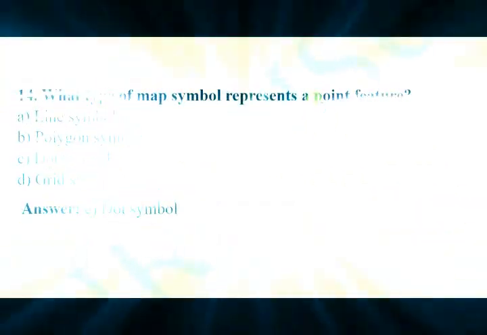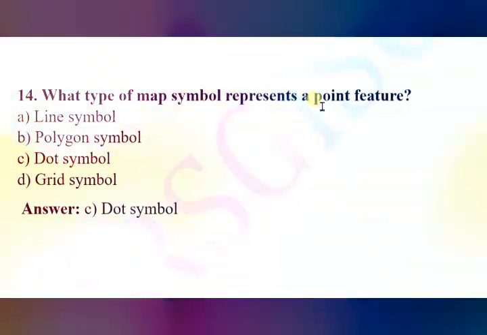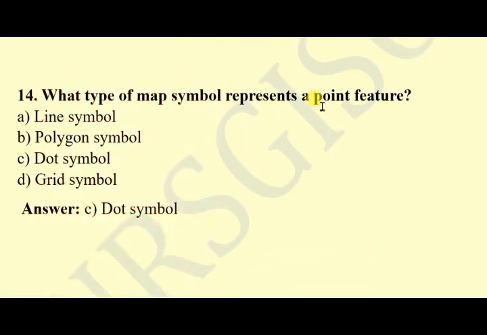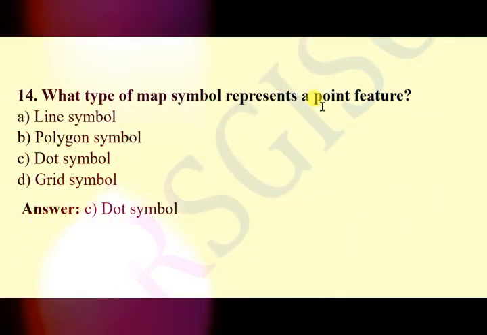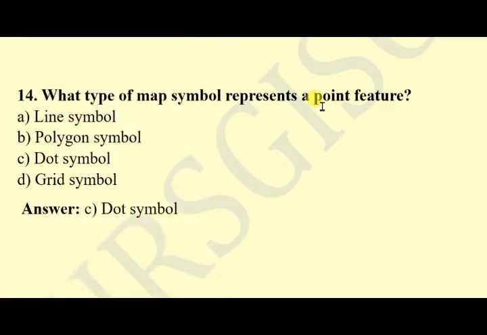Question 14. What type of map symbol represents a point feature? Line symbol, polygon symbol, dot symbol, grid symbol. Here the right answer will be dot symbol. Means a dot symbol on a map represents a point feature.